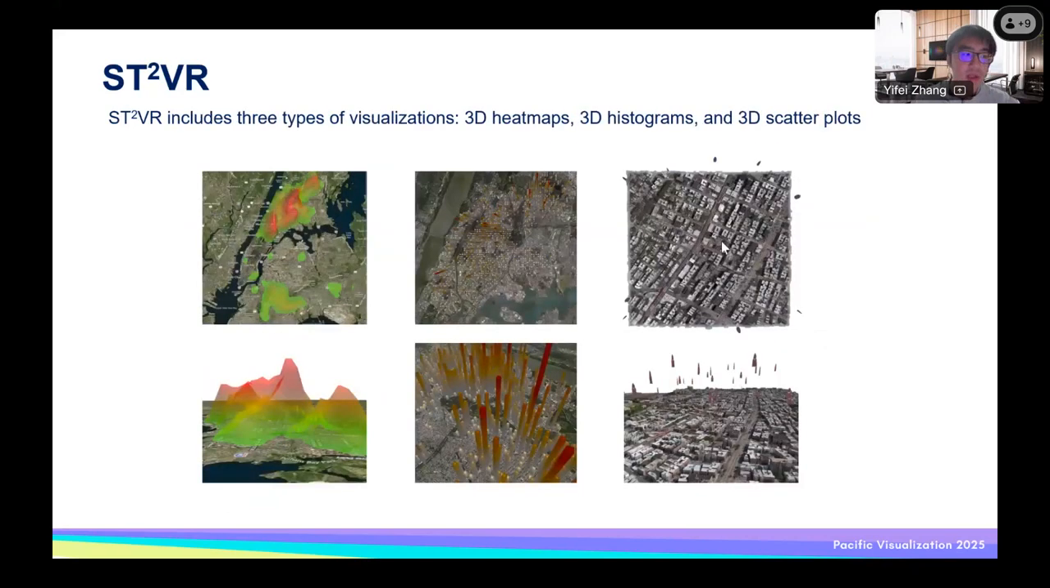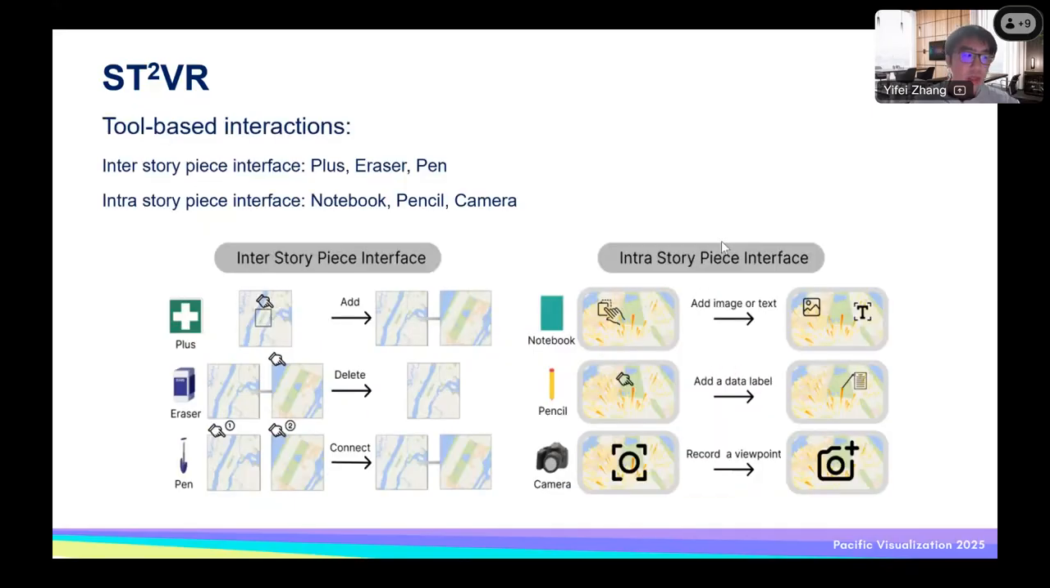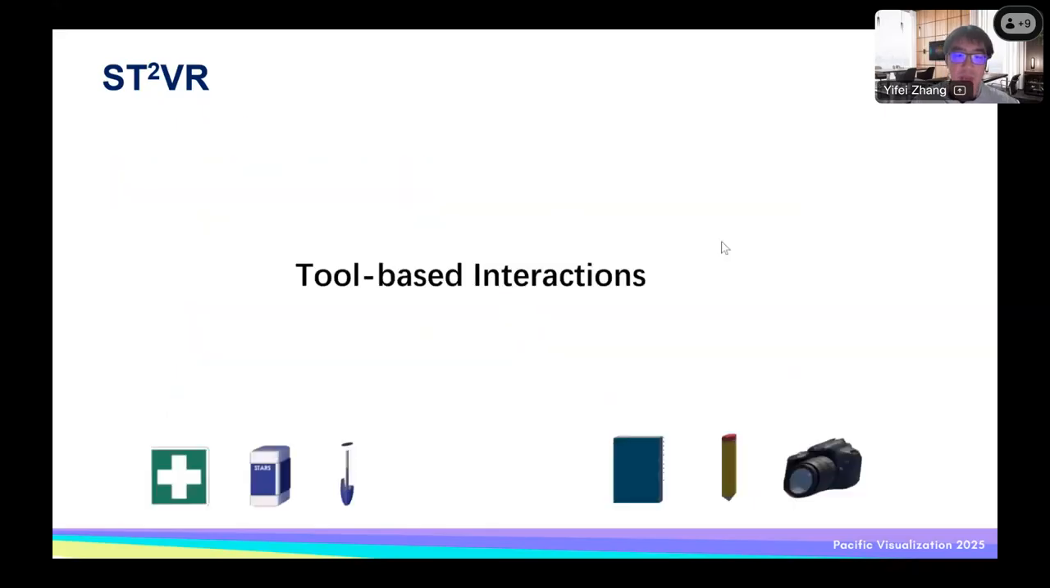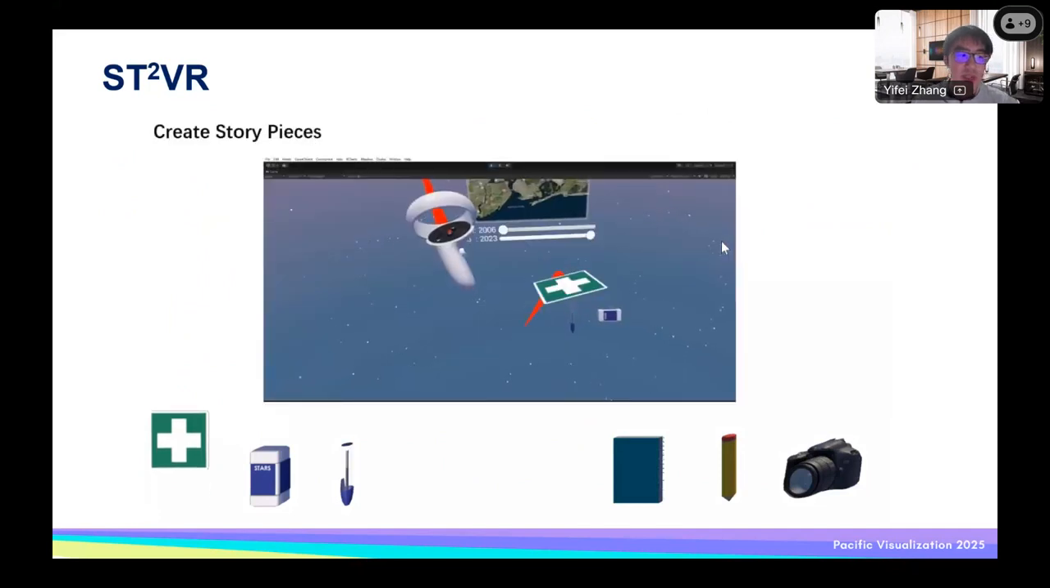We also include three types of visualizations: 3D heat maps, 3D histograms, and 3D scatter plots. Story authors can choose data visualization types based on data characteristics and narrative needs. As described, we also support various tool-based interactions for editing and organizing story pieces, as well as immersive design within each story piece. And here we have a demo. We'll demonstrate the interaction and the output of our system.